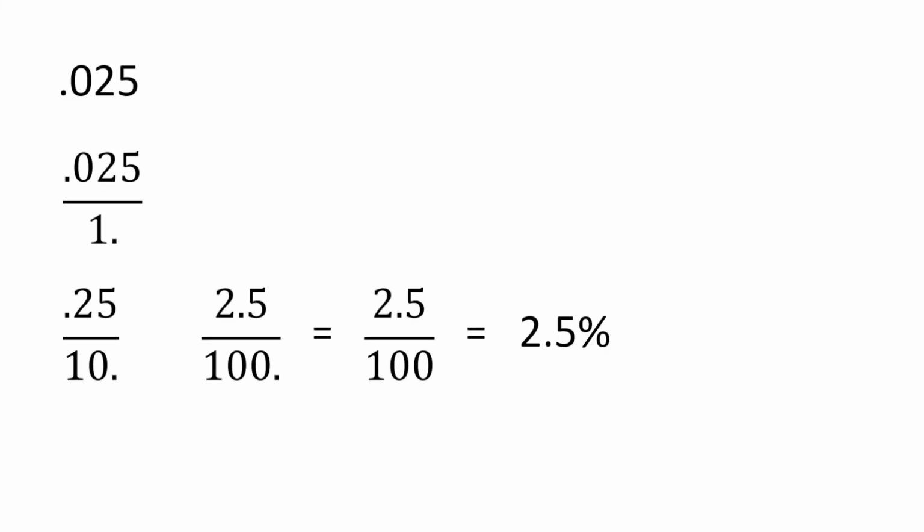Because here it's 0.025 written over 1. We move the decimal one place, we move it one place here. This should say 0.25 over 10. And then if we move it one more place, it's 2.5 over 100. Well, we know that we're trying to figure out percentages, right? So now we're at 100%. So what is the value of 2.5, right? So the 2.5 is 2.5%.